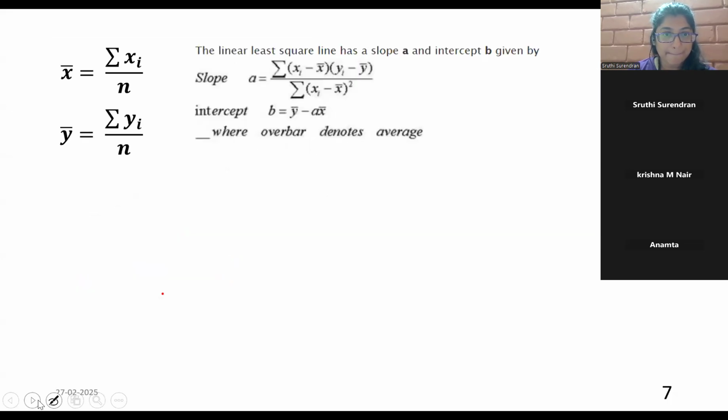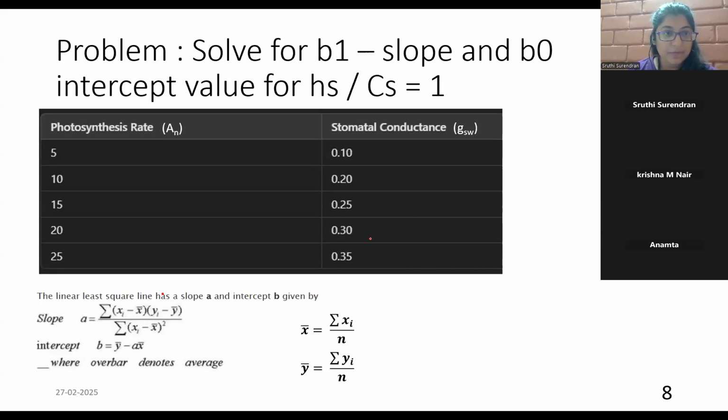Here I have given a set of values of photosynthetic rate and stomatal conductance rate. You don't have to worry about the HS and the CS term, which is 1. Basically the x-axis is giving the value of the photosynthetic rate of the Ball-Berry equation. What I want you to do right now is, for each of these points, find xi minus x bar, yi minus y bar, multiply them, take the sum, and then divide it by the sum of the squares of this x term.